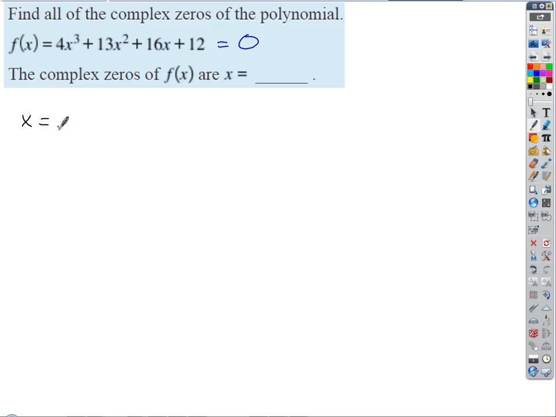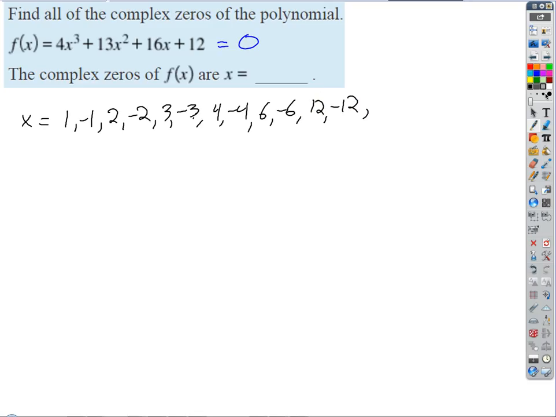So x equals, what are the factors of 12? 1. So plus or minus 1, plus or minus 2, plus or minus 3, plus or minus 4, plus or minus 6, plus or minus 12.